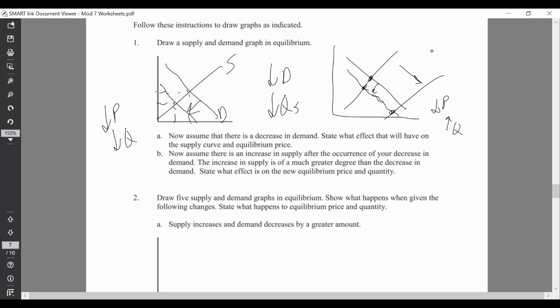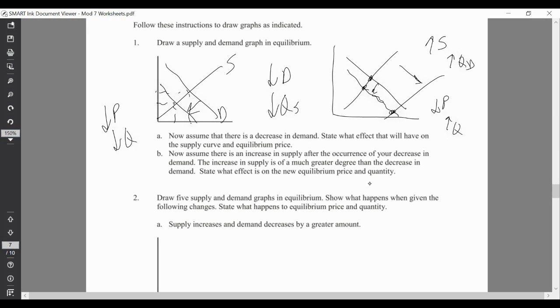So this is also an increase in supply, this shift here, and an increase in quantity demanded. So we will see the quantity demanded will change, right? We will see that change, okay, and it'll put us over here. So it did say, right, I did read that an increase in supply is much greater degree than the decrease in demand.